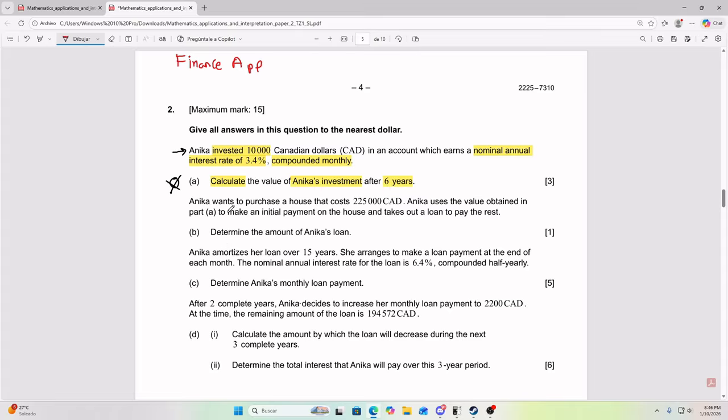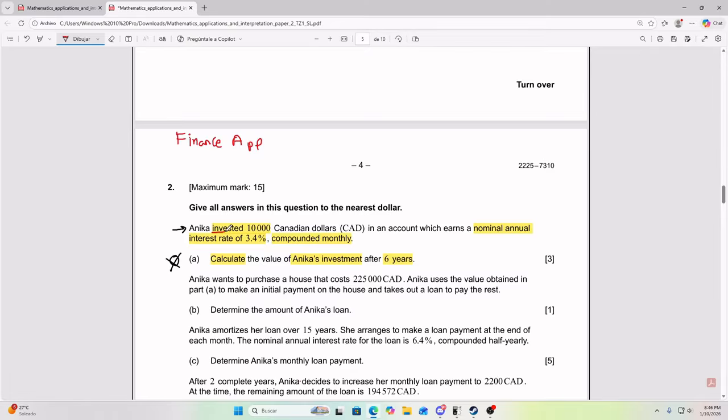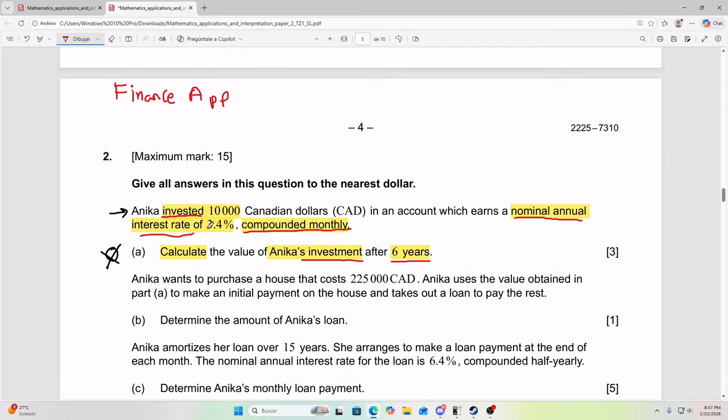And so the nice thing about finance app exercises, it's that they're also easy to identify. And so it's easy to identify because you see words like invested, you see words like nominal annual interest rate, you see stuff like compounded monthly, investment again, maybe they give you years as a time period. All of this is a big hint that you have to use the finance app. Okay, so a lot of this is translating the little bits of information they give you into the finance app.